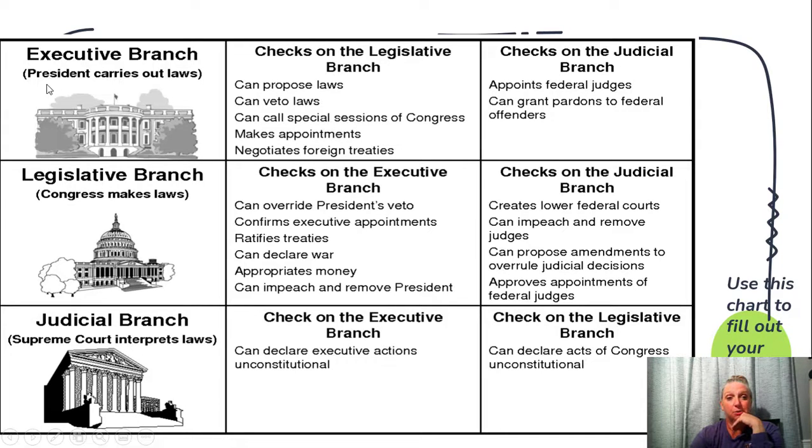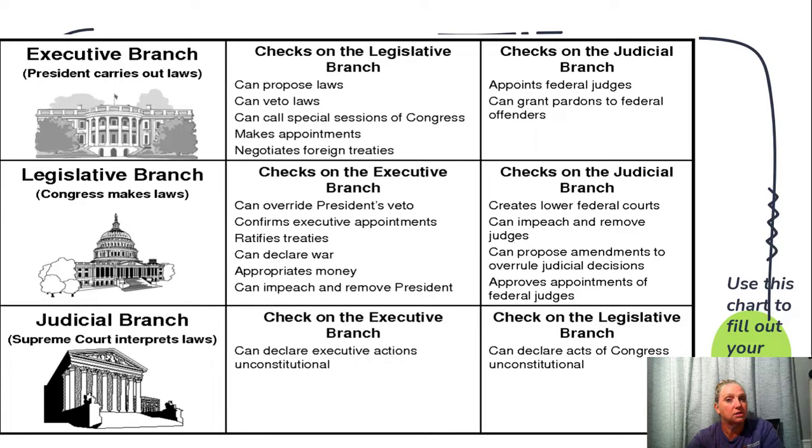Okay, so this executive branch, at the top, you're going to look at the inside arrows, and there is an arrow that points to the legislative branch, and I believe it is on the left side of the executive branch. You're going to want to write down: can propose laws, can veto laws, make appointments. This is nominations. They make nominations to different jobs, to different positions within the government, and negotiate foreign treaties. Okay, so you're going to want to write that on the left arrow on the left-hand side down to the legislative branch. You'll want to do the exact same thing on the other inside arrow for the checks on the judicial branch, and that appoints federal judges and can grant pardons to federal offenders.